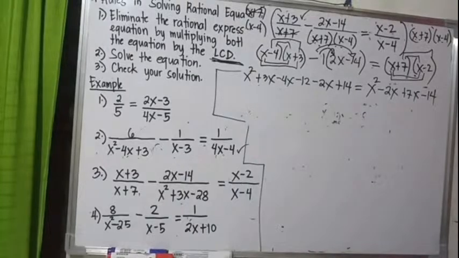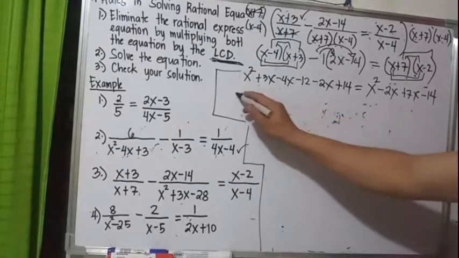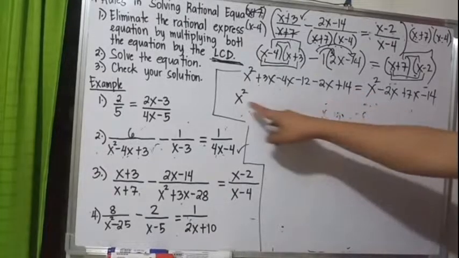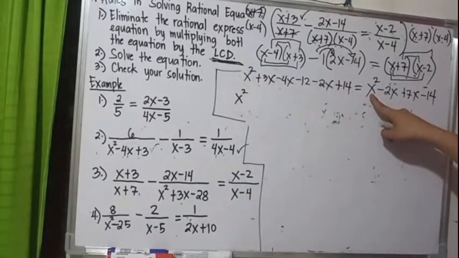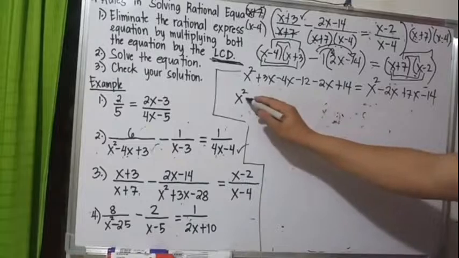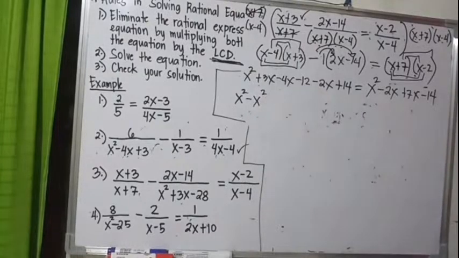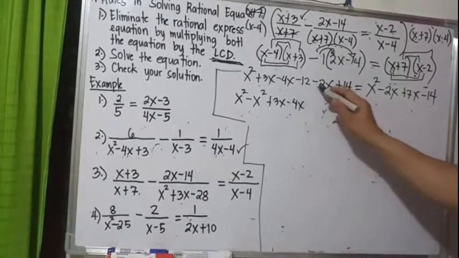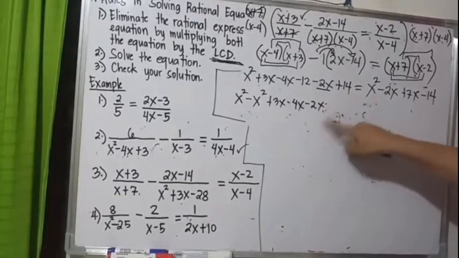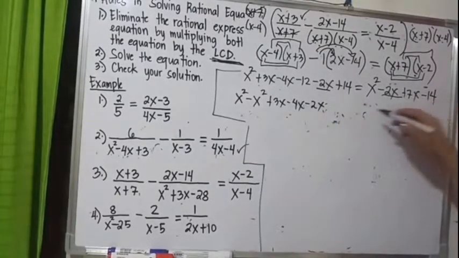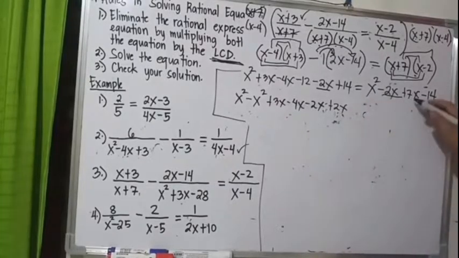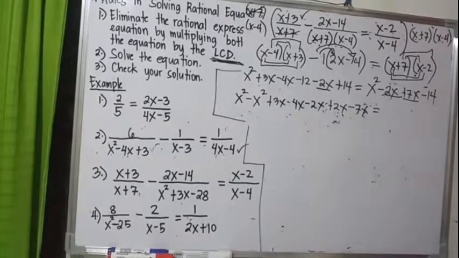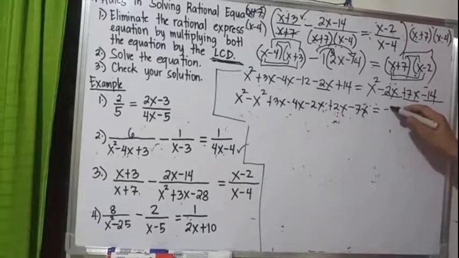Isn't it long? So let's combine. So this x squared, all the variables here on the left side. So x squared, and this one, we transpose it, so it becomes x squared. Then 3x plus 3x minus 4x. Then this one minus 2x, everything with x. Then this 2x becomes positive 2x. Then this becomes negative 7x equals all the whole numbers. So this one is negative 14.